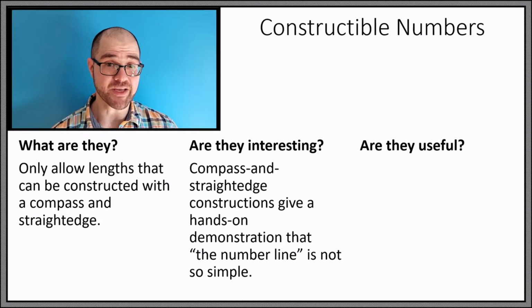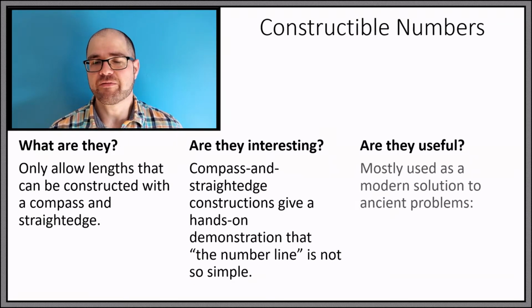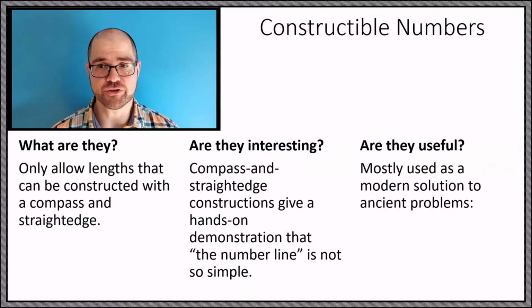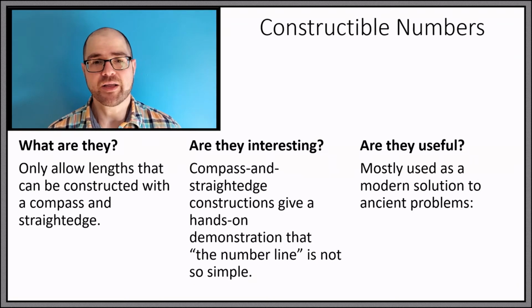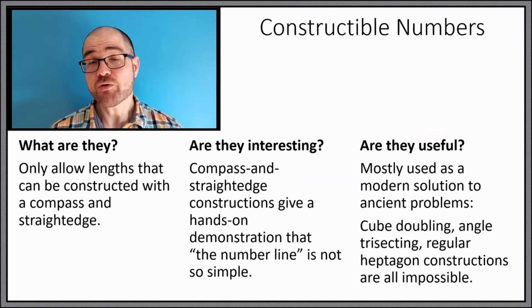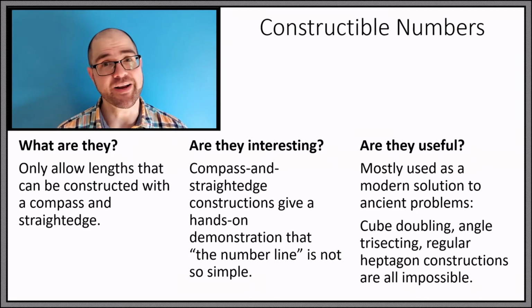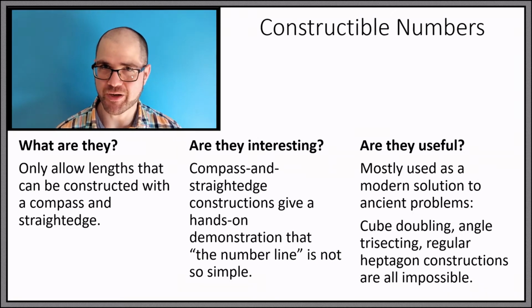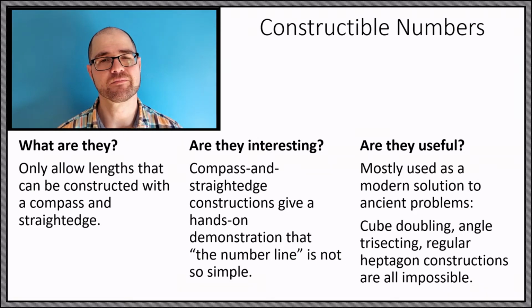Are there practical applications for these constructible numbers? Well, they were developed to address some very, very long-standing problems that had vexed geometers since geometers were getting vexed. Like, can you make a cube of volume 2? No. Can you always divide an angle into 3 equal pieces? No. Can you construct a regular 7-sided figure? No, not with a compass and straightedge at least.